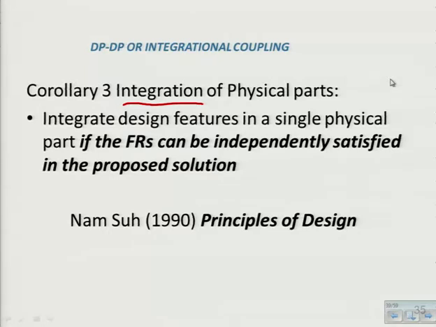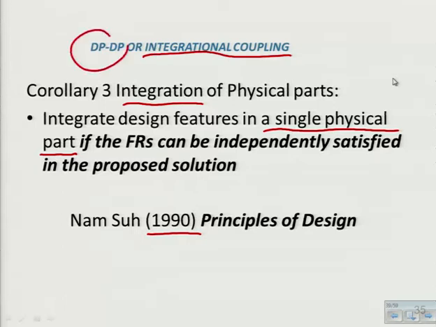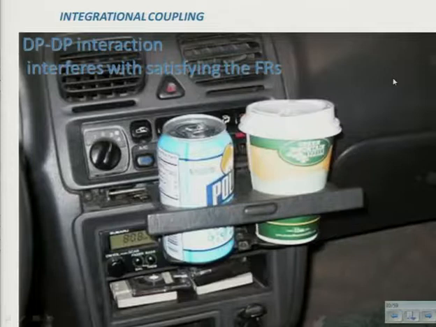All right, so we want to integrate these as much as we can into a single physical part. Now, there are some people that misunderstood axiomatic design early on, so this is already 1990. And we see some of the critiques of axiomatic design is it requires too many parts, and in fact it says, no, you want to minimize the number of parts, but you need to do it so that you avoid what I call integrational coupling, and that's between two DPs.